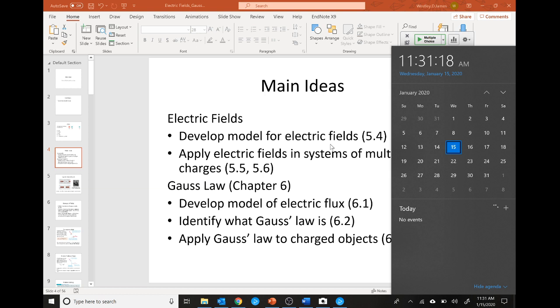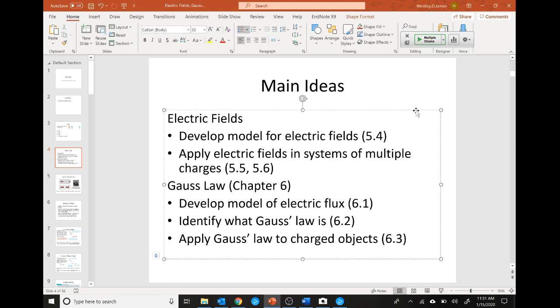If you can do electric forces, electric fields is just a very tiny step from that, so it's not much extra. Gauss's law is going to be the challenging part, so hopefully we'll have the time for that. If not, we'll make it work.